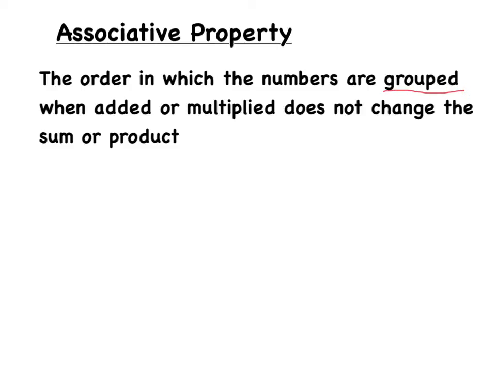So for example, if we're doing addition, we do 1 plus 2 plus 3. But we're going to add in some parentheses. So we know when we add in the parentheses, we're supposed to work the parentheses first due to the order of operations. We're saying that that is the exact same thing as 1 plus 2 plus 3, but the parentheses are around the 2 plus 3.